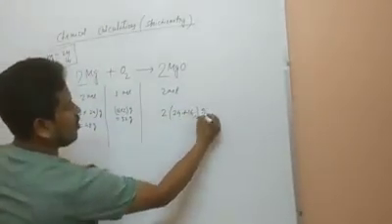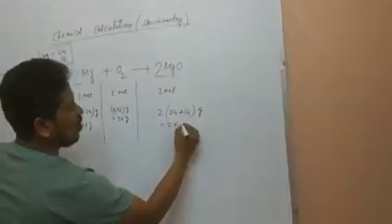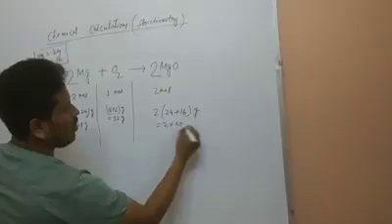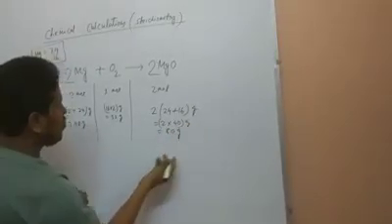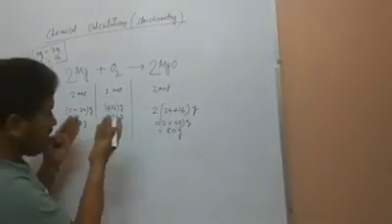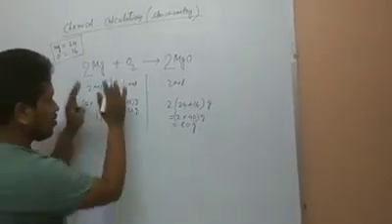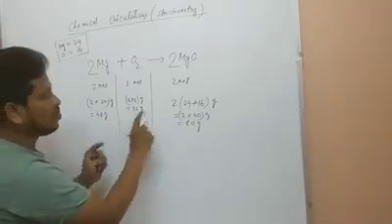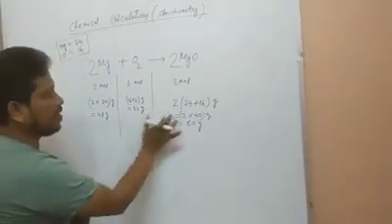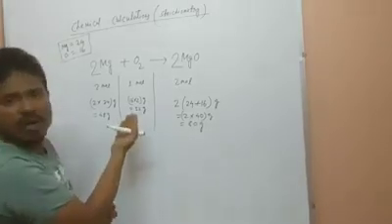That means 2 into 40 gram, that is 80 gram. So it is clearly visible that the law of conservation of mass is valid. Mass of reactants is 32 plus 48 equal to 80, and mass of products is 80 gram. 80 gram, 80 gram. So mass can neither be created nor destroyed. So the law of conservation of mass is valid.